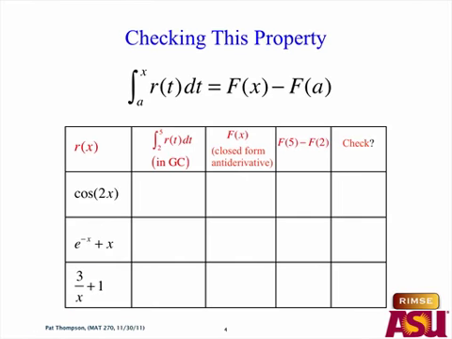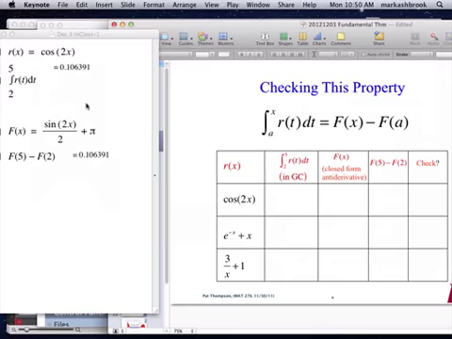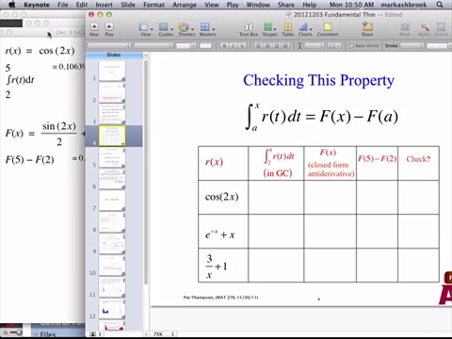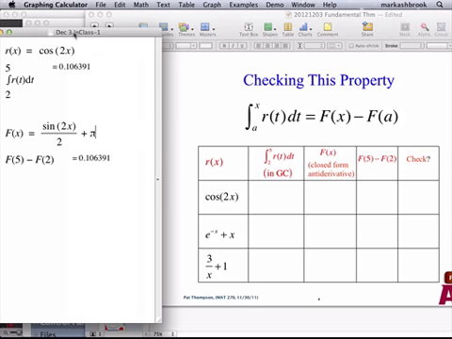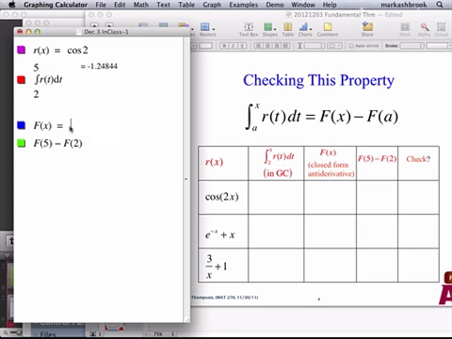Okay, so in graphing calculator, go ahead and open that up. So let's check this property out. So look at the first row. In the first column here, we'll have a rate of change function. And so we want to just investigate this property.